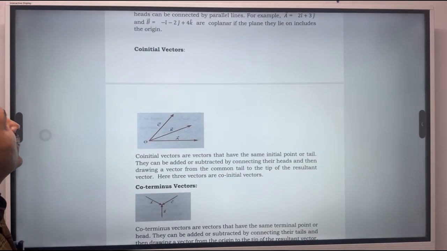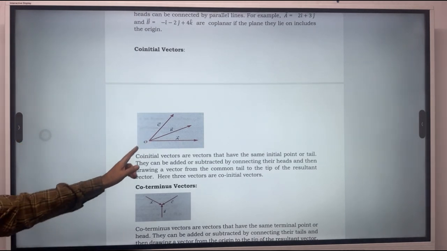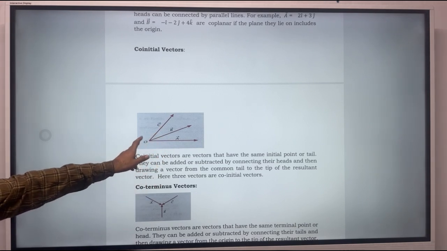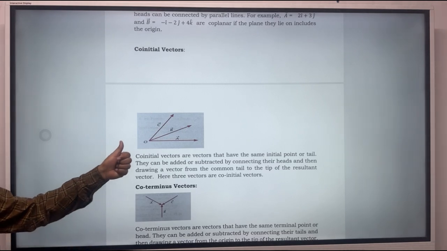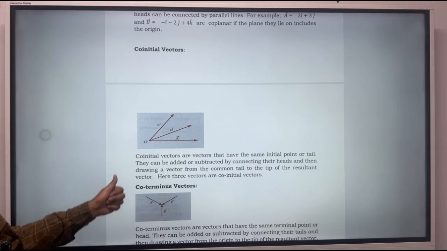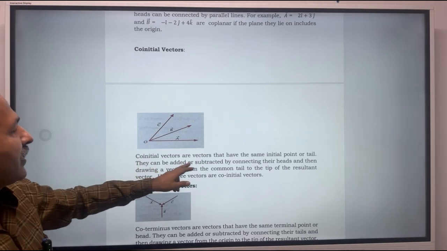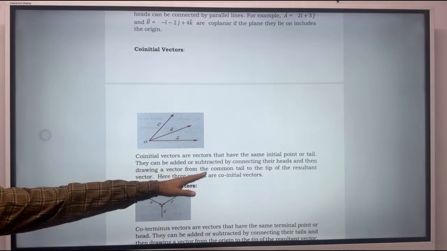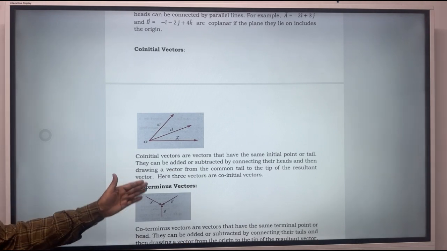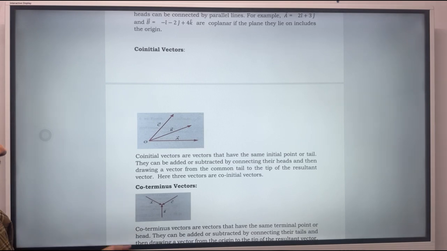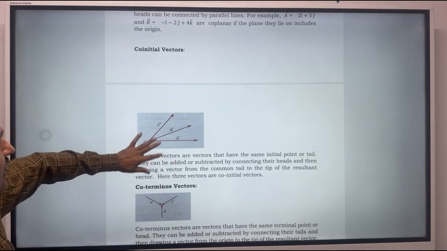co-initial vectors. Co-initial vectors means the starting point must be the same. Here three vectors are shown, vector A, vector B, vector C. So here these three vectors will be co-initial vectors because their starting points are the same. So the definition is given, co-initial vectors are vectors that have the same initial point or tail. They can be added or subtracted by connecting their heads and then drawing a vector from the common tail to the tip of the resultant vector. So later on we will study operations on them.